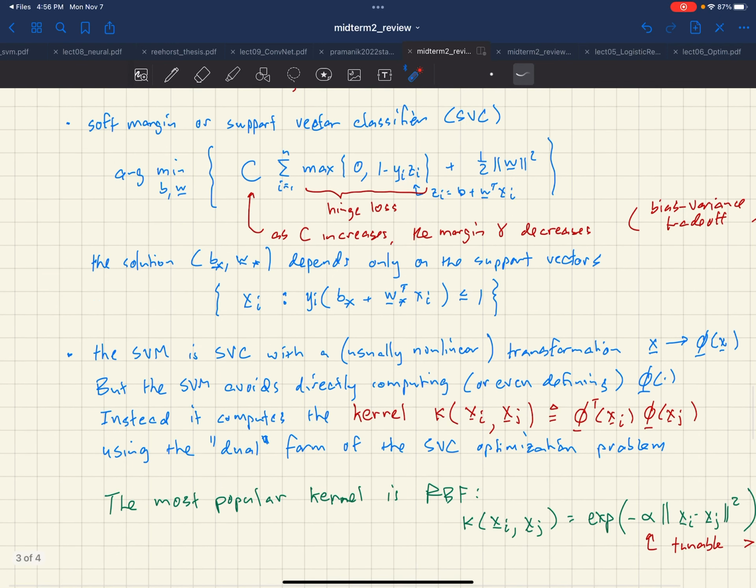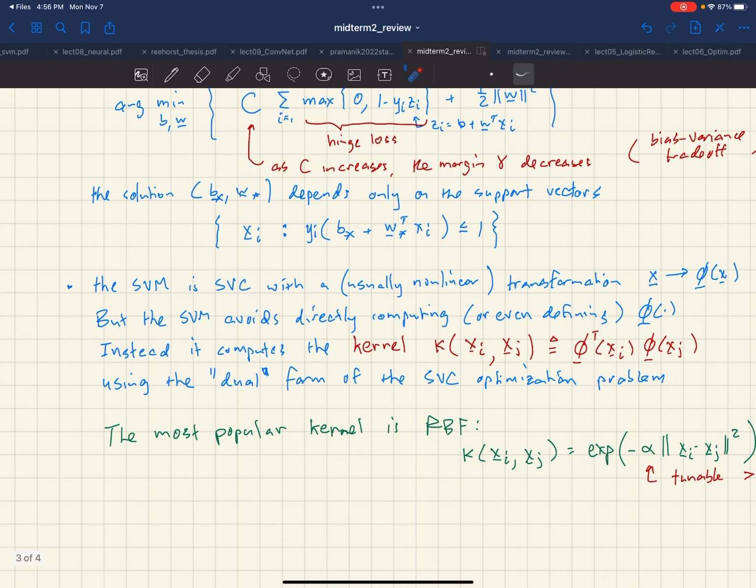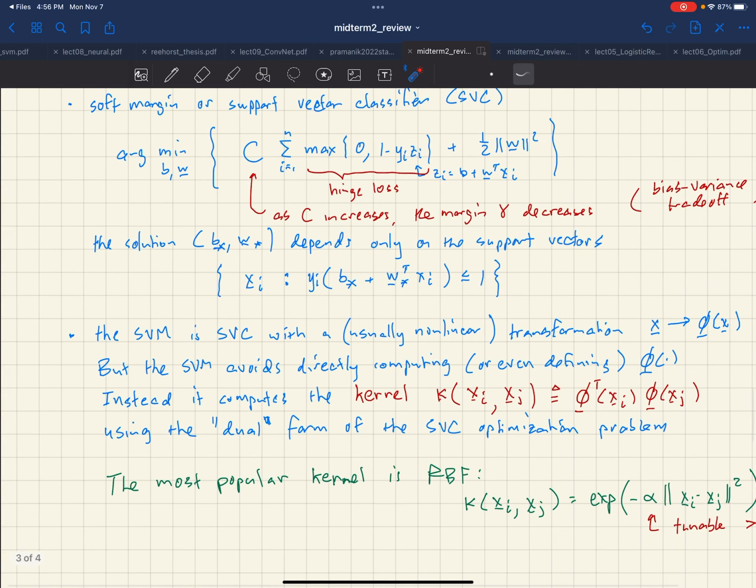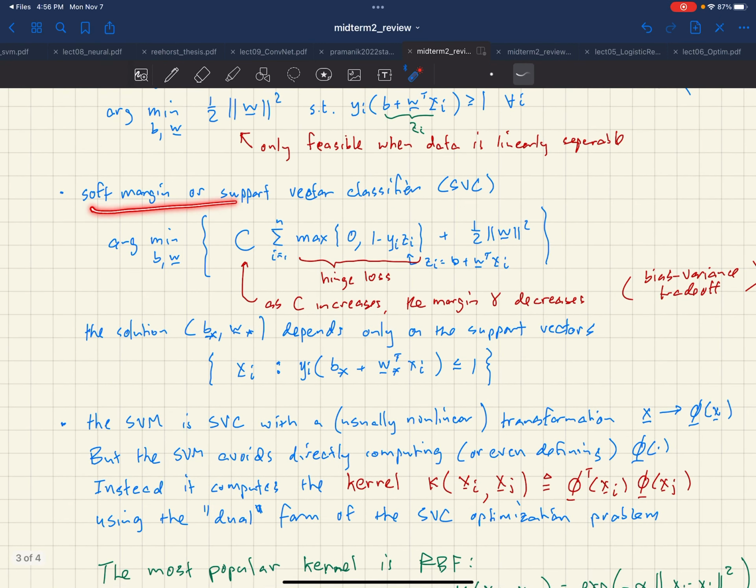Okay, so that was sort of where we ended up. This is called the soft margin or the support vector classifier. This is a nice idea. When we did experiments comparing it to logistic regression, we found that it generally worked a little bit better, not a huge amount better, but it was a little bit more robust. So that wasn't the end of the story.